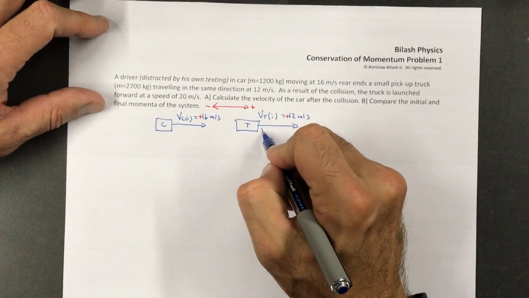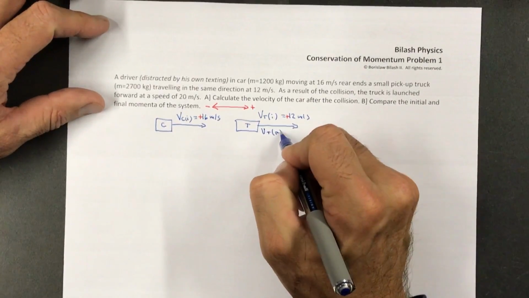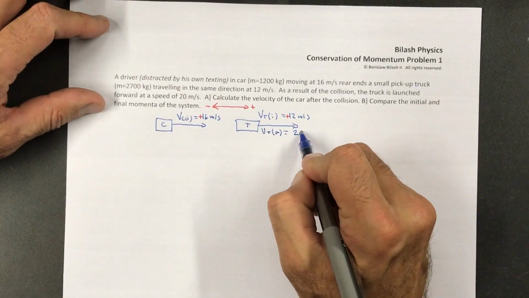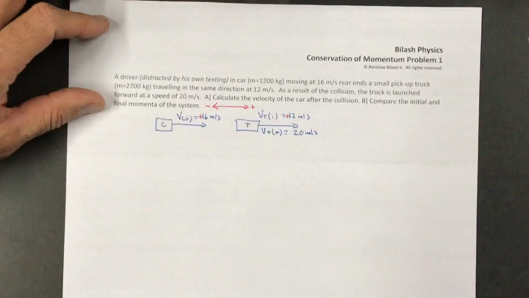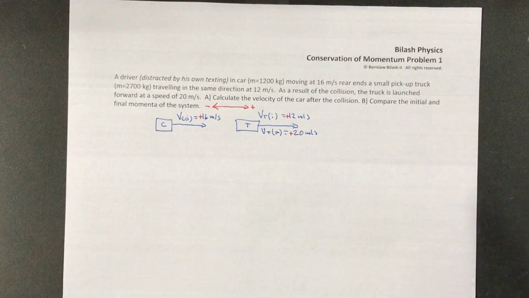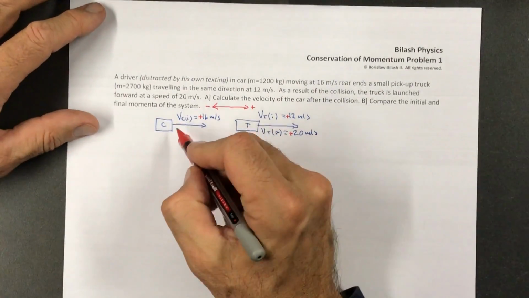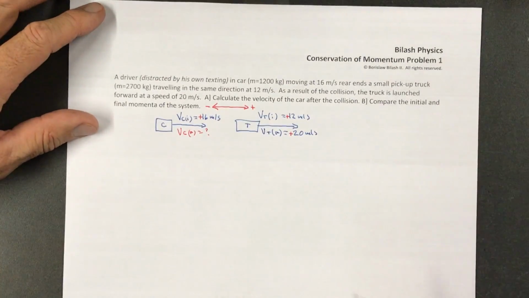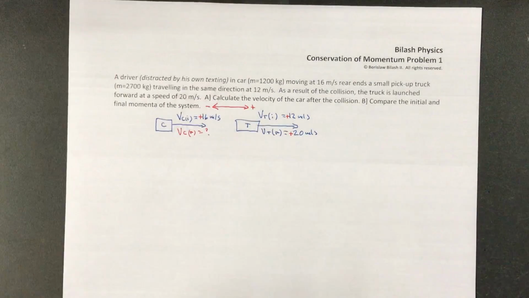And the final velocity of the truck is going to be 20 meters per second forward. So that would also be in the positive direction. So it lurches forward. And what we want to do is find out what is the final velocity of the car after the collision. What happens to the car?